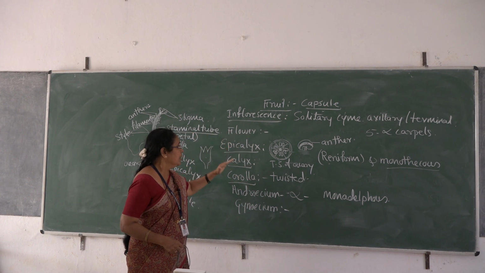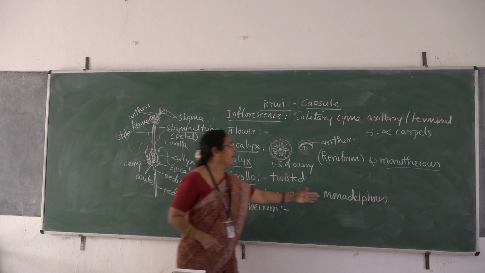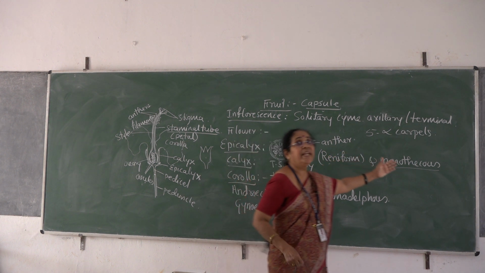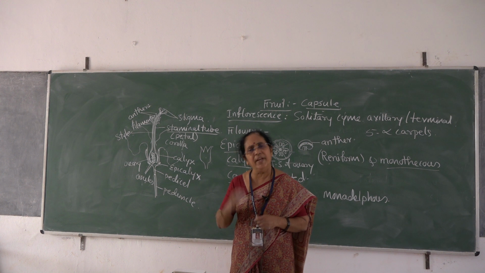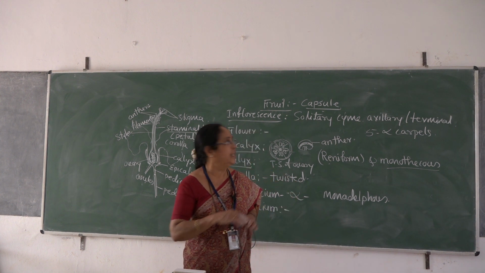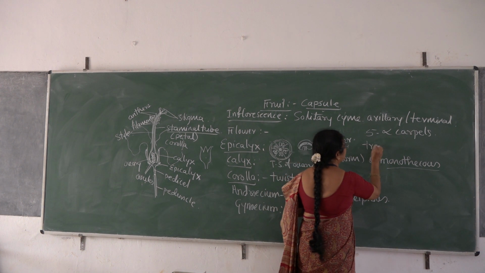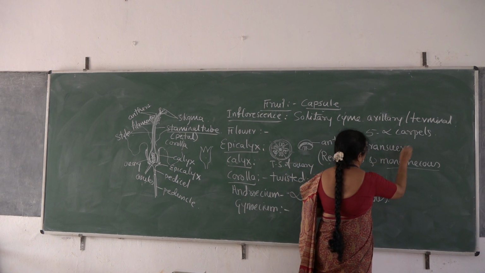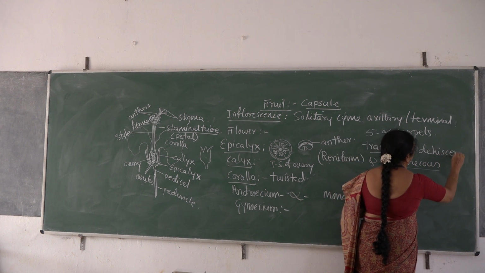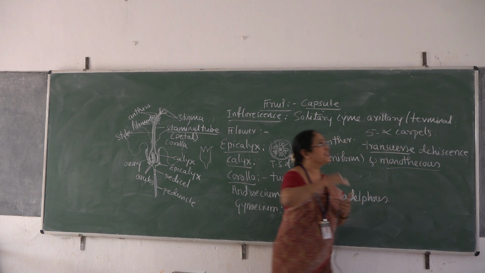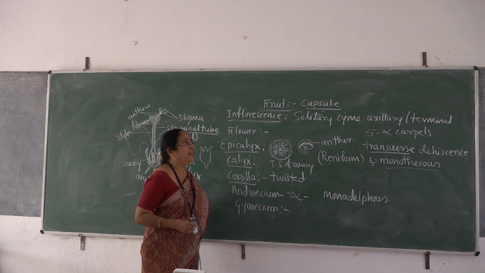Apart from that, the twisted aestivation in the corolla, many stamens which are monadelphous in nature, and reniform, monothecous anther. It is an exclusive character of family Malvaceae, a very important feature of the family. With respect to the dehiscence of the anthers, the dehiscence takes place in a transverse manner. Because it is made up of only one chamber, it has to dehisce transversely to release the pollen, and that is also one of the special features of the anther.